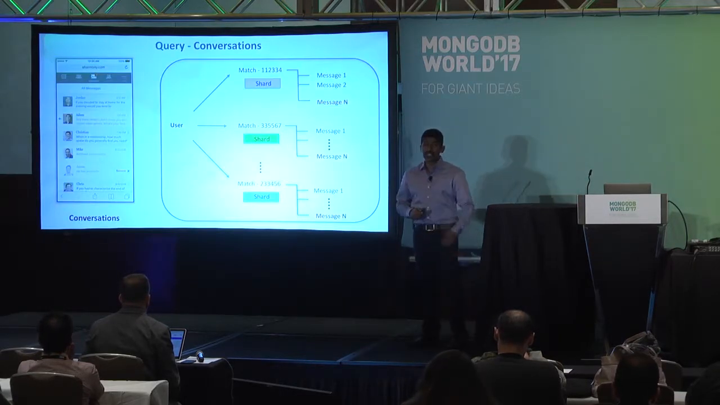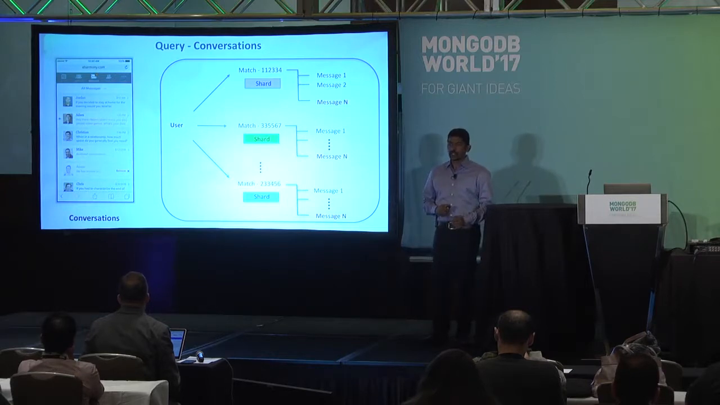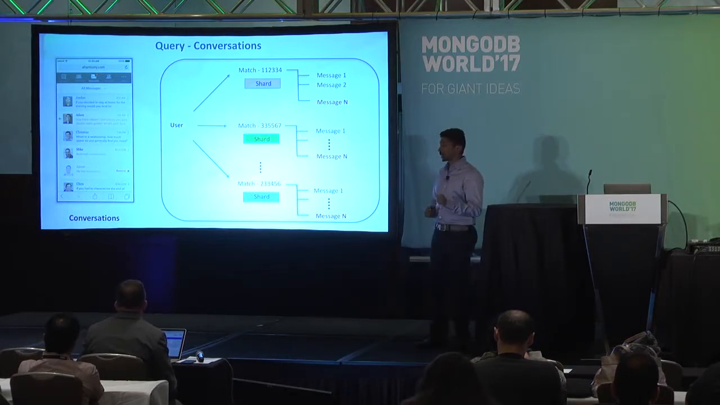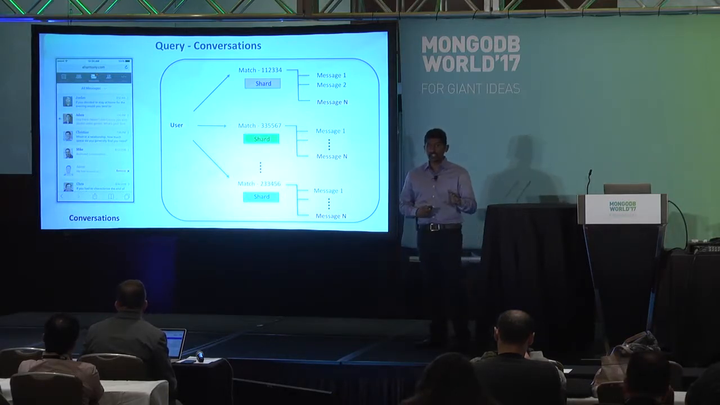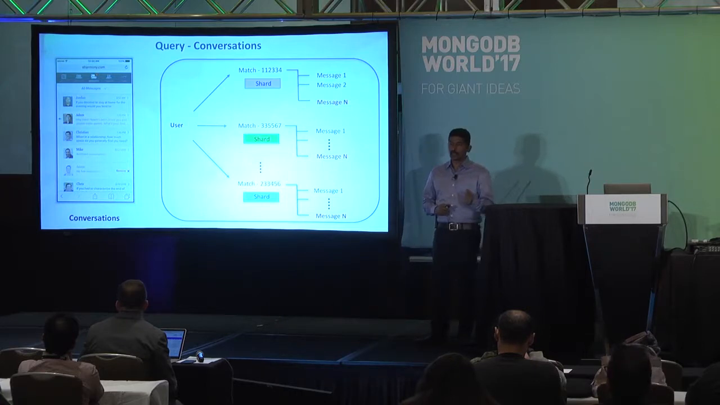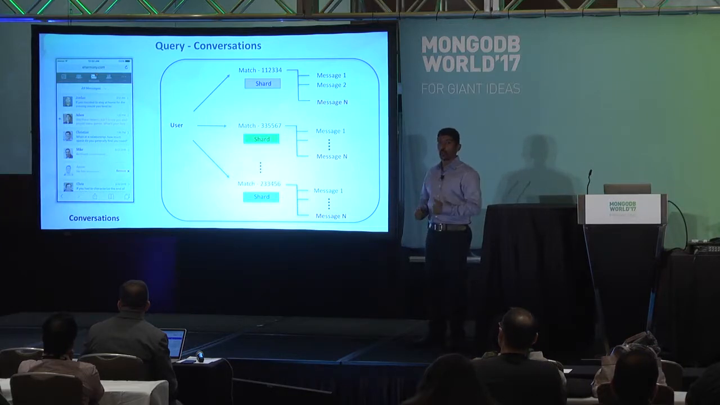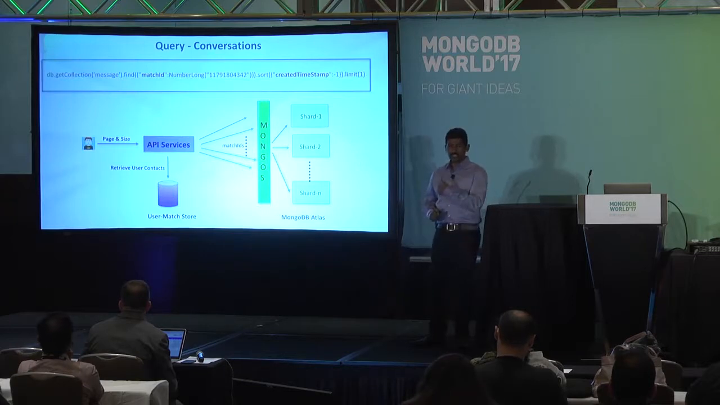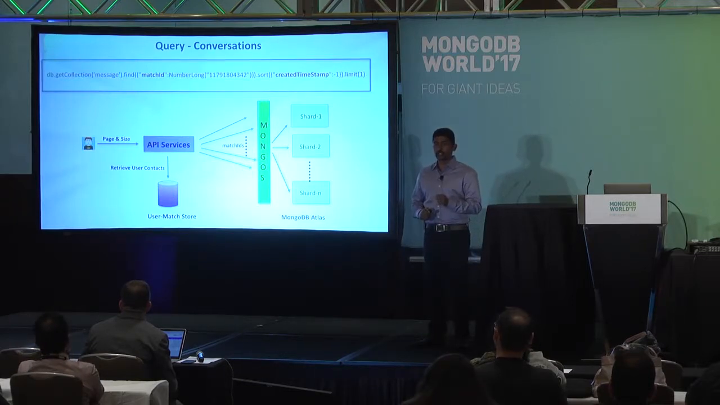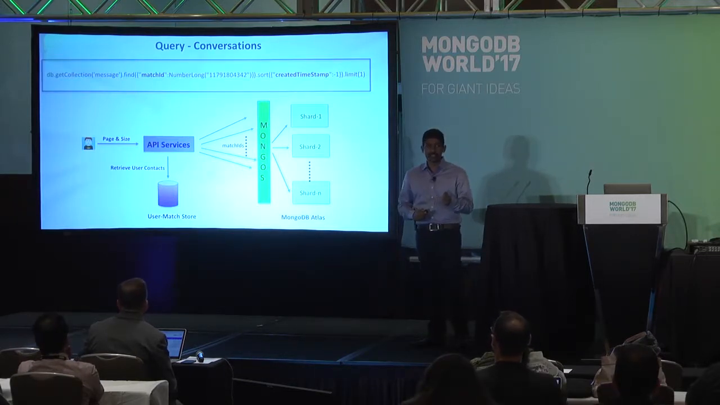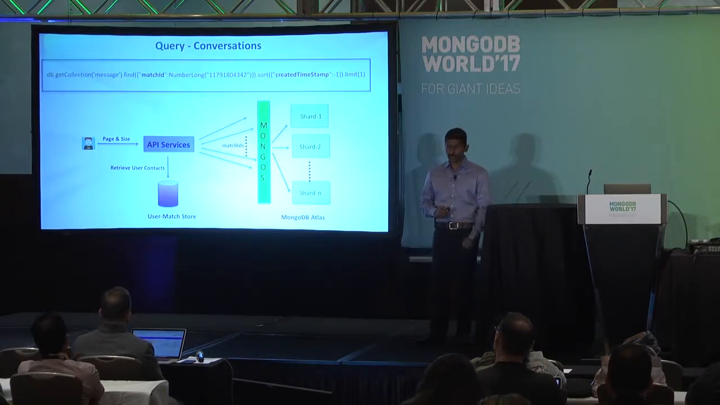Now let's look at the queries behind the features here. Users' conversations are rendered in reverse chronological order with the most recent one at the top. The message collection is sharded by the match ID. So the messages exchanged between a user and other users could be stored on different shards of Mongo. Given this, this is the query we use to retrieve the last exchanged message between two compatible users.